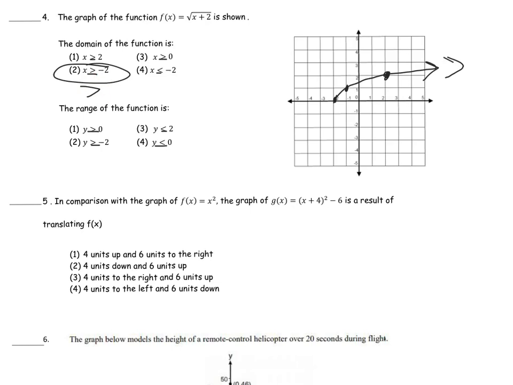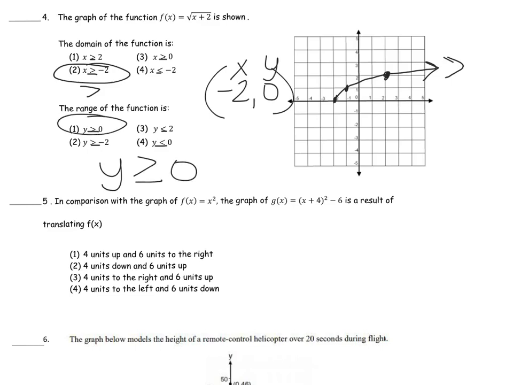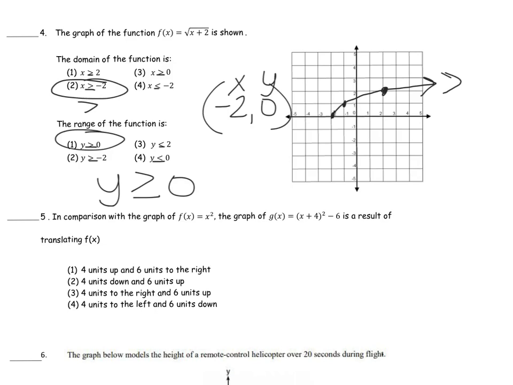The range of the function is, what's your smallest y value? So this point right here, that is the point -2, 0. This is your x for your domain. This is your y for the range. So it has to be y is greater than or equal to 0. So this is going to be choice 1. Okay, so domain and range. Always see where you're starting off. What's your starting point? Take that coordinate. That will help you out with your domain and range.